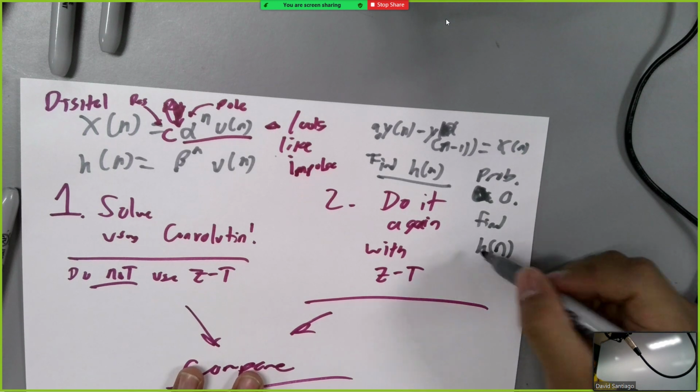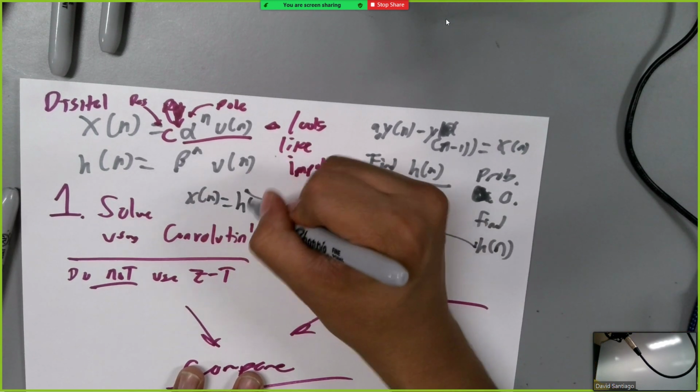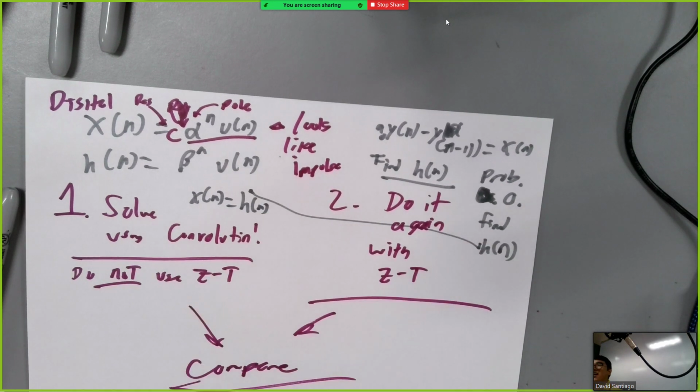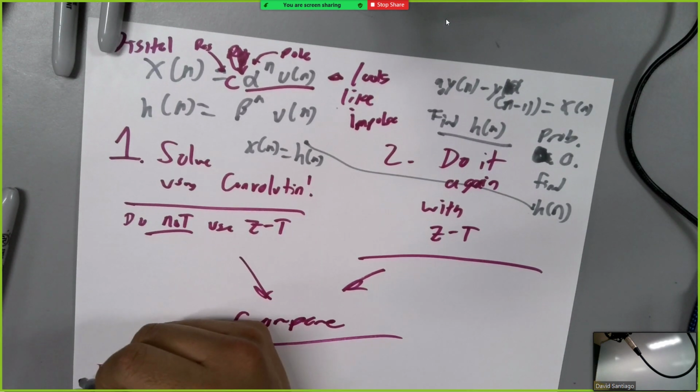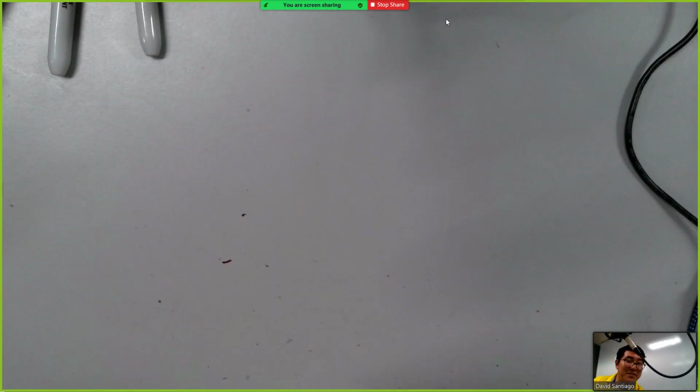Okay? And then he's probably gonna make you do this where x of n is equal to h of n. And now start using the convolution. Is that crazy? You never know. He might do that for you. I'm just saying what I think he might do.